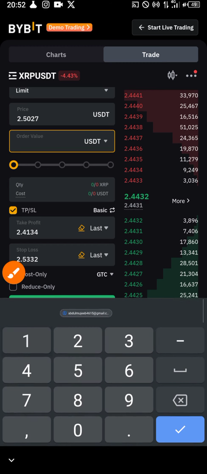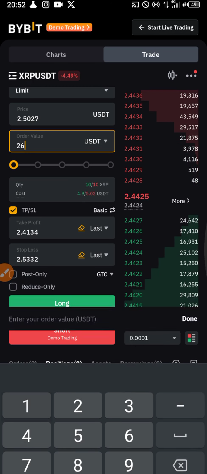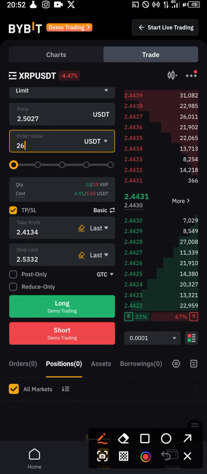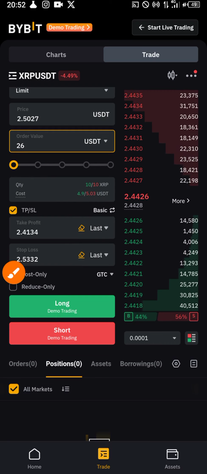Let's put 25 first. So 25 is about 10 to 9 Ripple. So let's put 26, right? This is where I'm checking the quantity. The quantity is right here, 10 Ripple. This is the quantity here. You understand? So I'm controlling 10 Ripple, right?